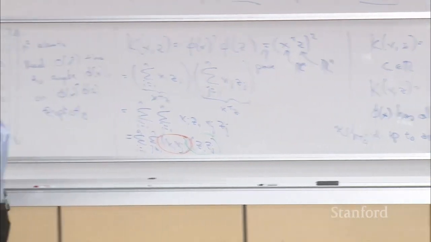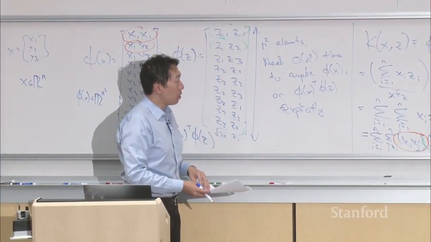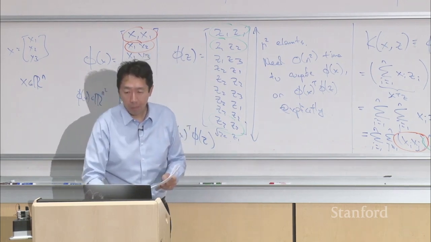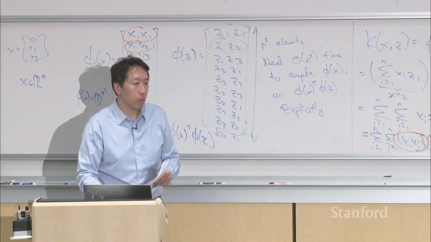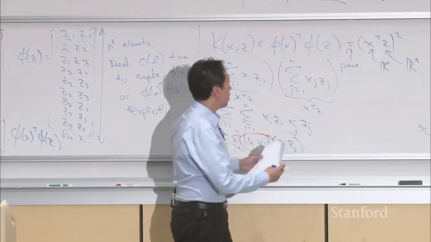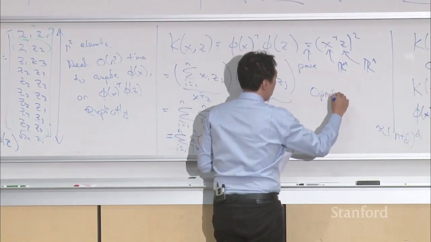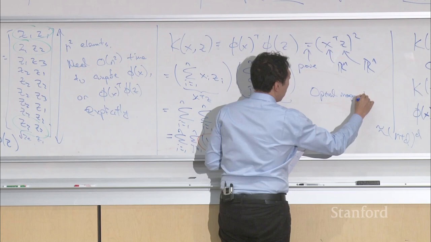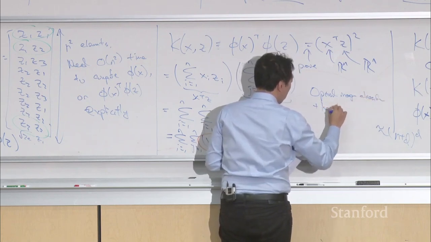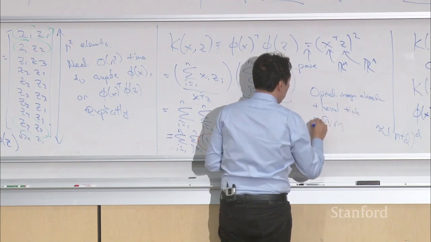So what the support vector machine is doing is taking the optimal margin classifier that we derived earlier and applying the kernel trick to it. So optimal margin classifier plus the kernel trick, right? That is the support vector machine.